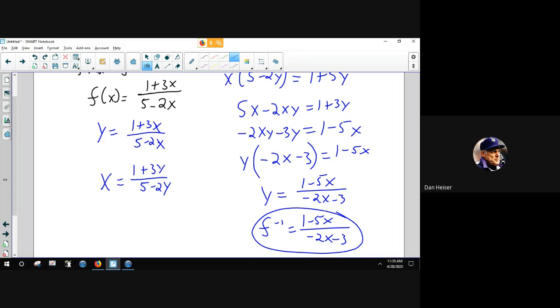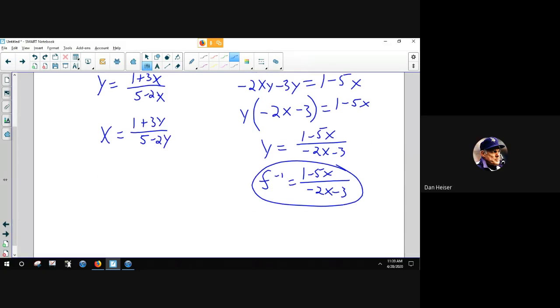Another way to write it is, if you multiply both top and bottom on the right-hand side by negative 1, you could say it's 5x minus 1 over 2x plus 3. You could do that as well.